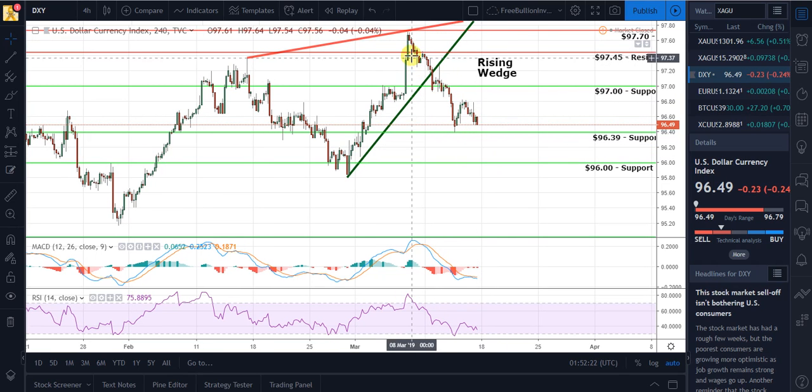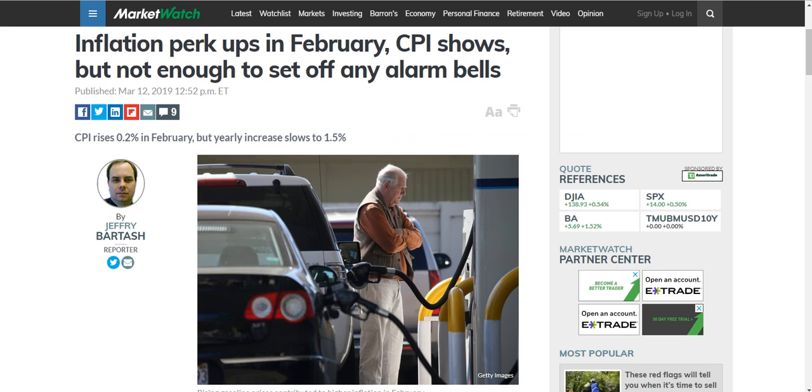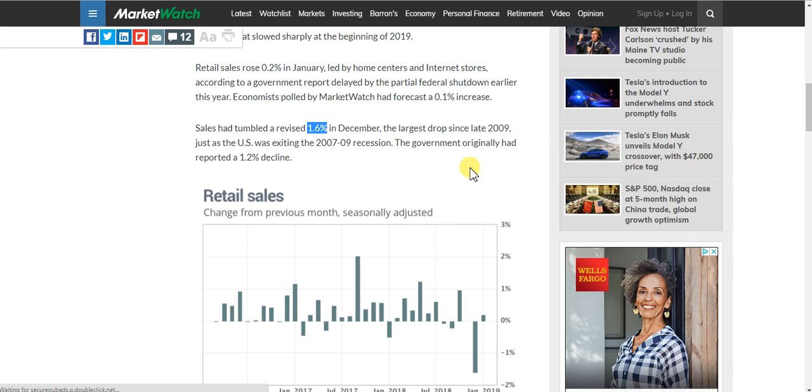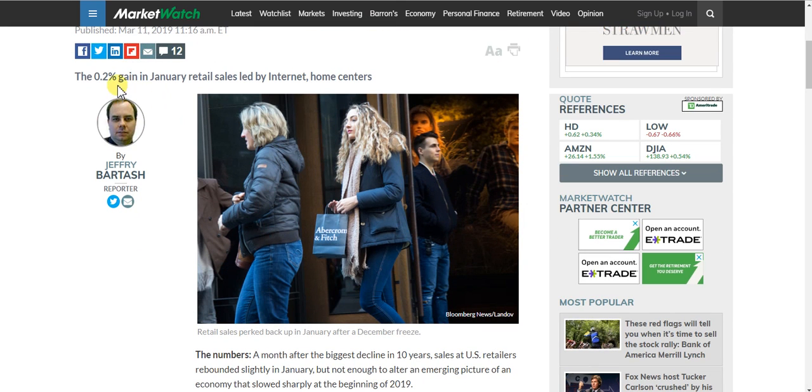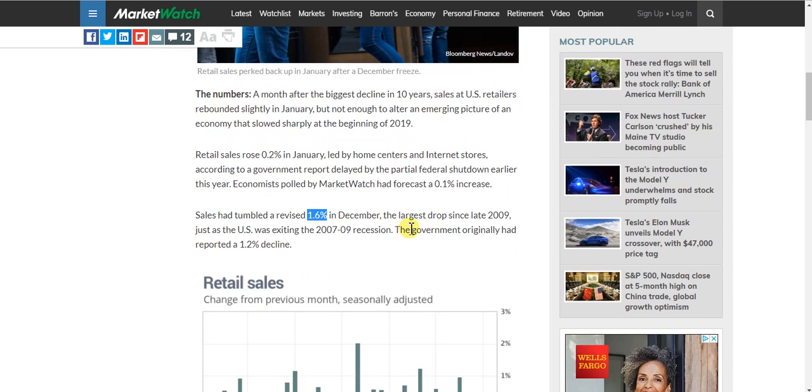Now, the reasons behind the U.S. dollar's fall in price are many. First off, we had inflation come in at only 0.2% in February, and we had retail sales come in at only 0.2% in January, and the December number was revised down to 1.6% from the 1.2% initial decline that was originally reported last month, I believe.